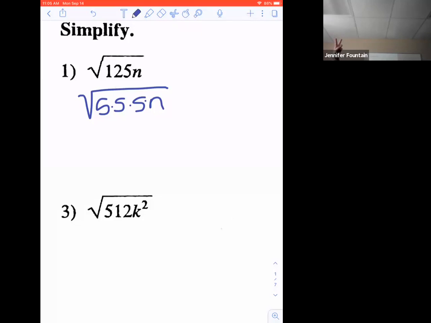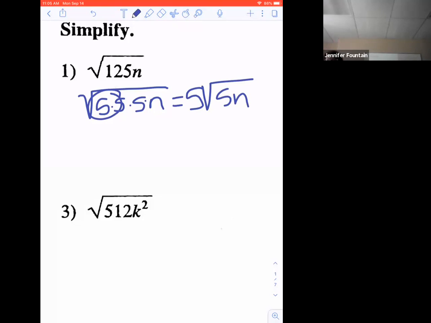What is step 2? Buddies. Use my index to determine buddies. How many buddies do I need? 2. I have 2 5s. So that means those 2 5s can come out as one whole group. What is going to be left under the radicand? 5n. Because I didn't have a buddy to go with n, it has to stay under there.